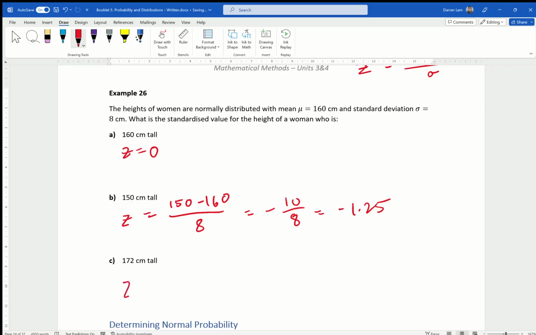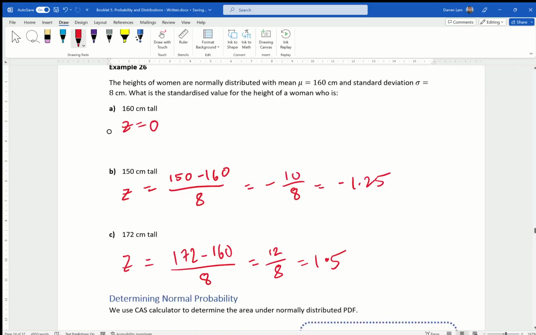Last one, just as a demonstration: 172 minus 160, because it's 172 centimeters tall, divided by my standard deviation, equals 12 over 8, or 1.5. Questions?